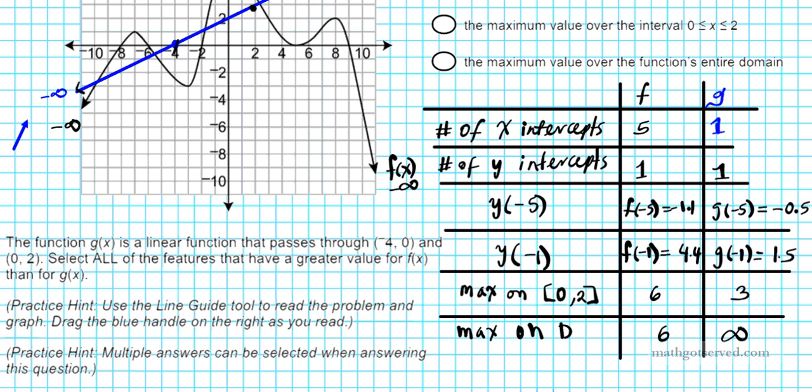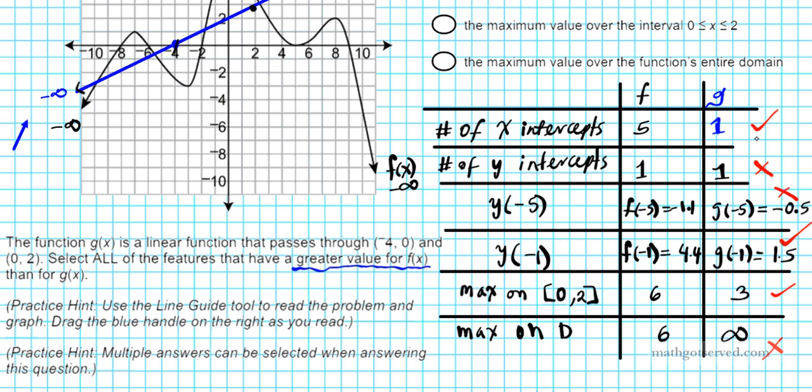Okay, so don't forget the question we're trying to answer. We're answering the question which one has a greater value for x. Let's take a look at the first option, option A. 5 is greater than 1. That's a check. Option B, the y-intercepts, they are the same. That's no. Option C, negative 1.1 is less than negative 0.5. That's a no. Option D, 4.4 is clearly greater than 1.5. That's good. Option E, 6 is greater than 3. That's good. Option F, which is bigger, 6 or infinity? Infinity is way bigger than 6, so that's no good.